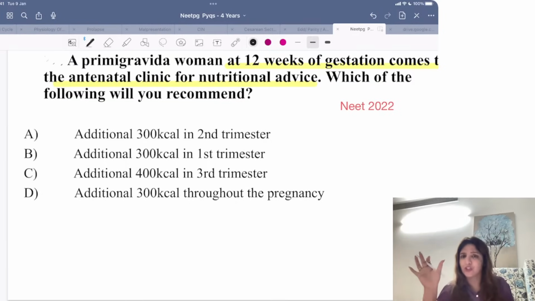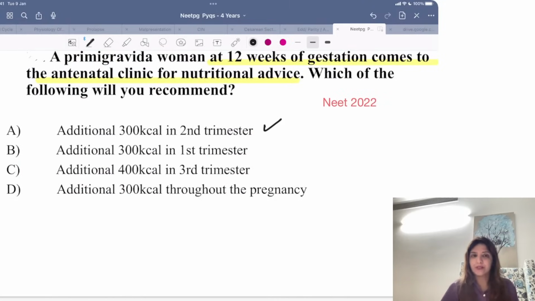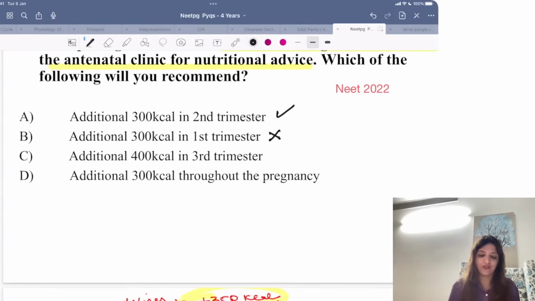They say overall 350 is needed. In the first trimester our national guideline is saying 85. In the second trimester 280. So yes, 280 is roughly 300. Then the additional 300 kilocalories in first trimester, no. Our national guidelines say 85. Additional 400 kilocalories in third trimester, no. Our national guidelines say 470 kilocalories, which is roughly 500. 300 kilocalories throughout pregnancy, no. It says 350 kilocalories throughout pregnancy. So the best answer to mark over here will be option A. Clear to all of you? Yes.